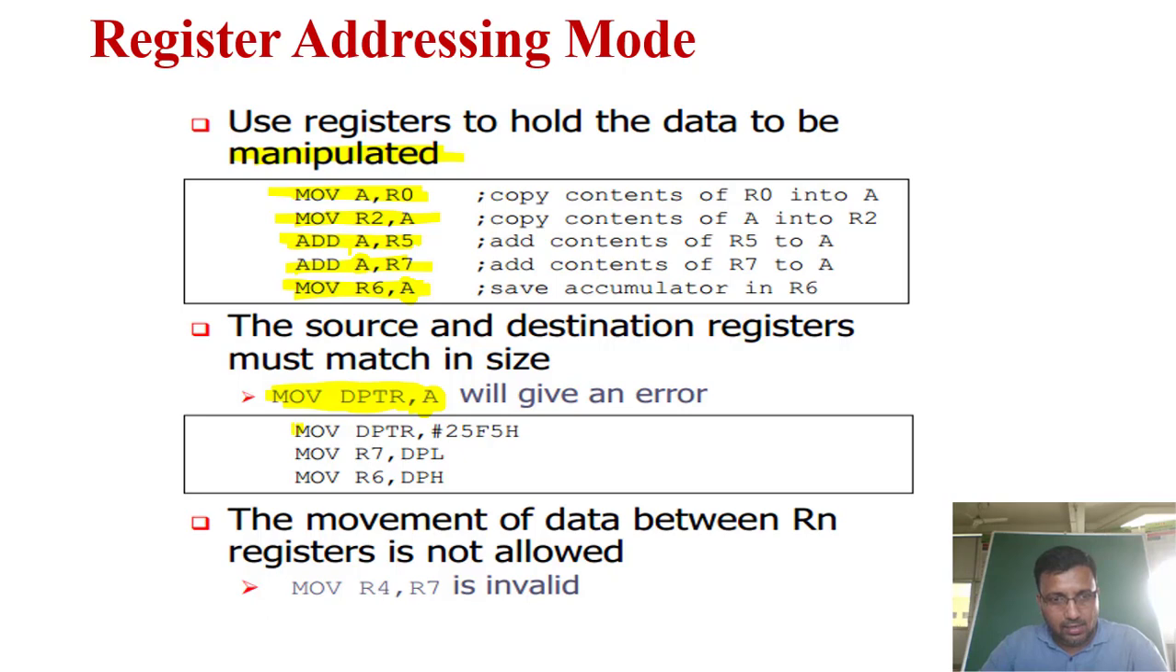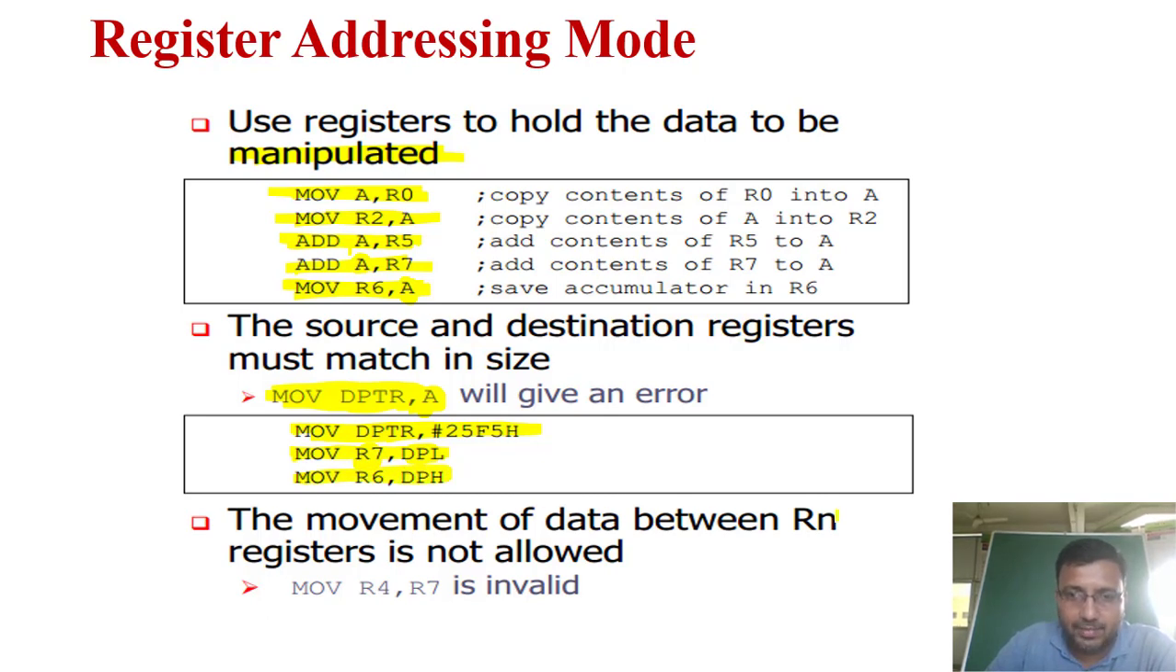So this is legal: MOV DPTR, #25F5. This is a 16-bit value and DPTR is again a 16-bit register, so this instruction is valid. Again, MOV R7, DPL. Here DPL is an 8-bit register and R7 is again an 8-bit register, so this instruction is valid. MOV R6, DPH is also valid.